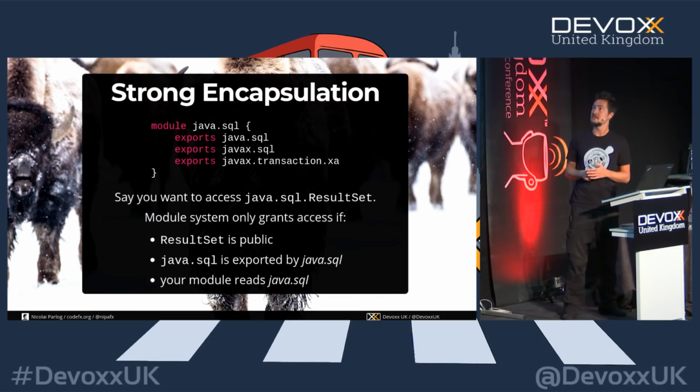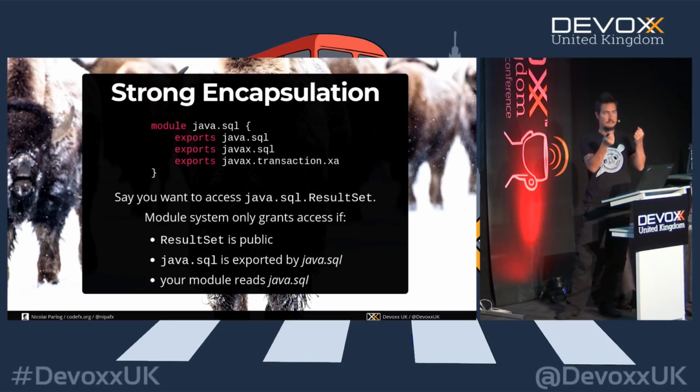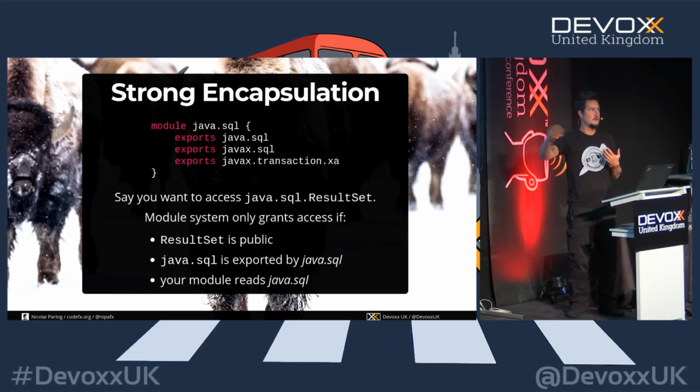What I find more important is strong encapsulation. That's the second important goal, and it deals with these export directives. Let's say your code is in a module, and you want to use ResultSet from the java.sql package. Then ResultSet has to be public, and that's normal. If you want to go across package boundaries, the other class has to be public. That's normal. But there are two new rules.